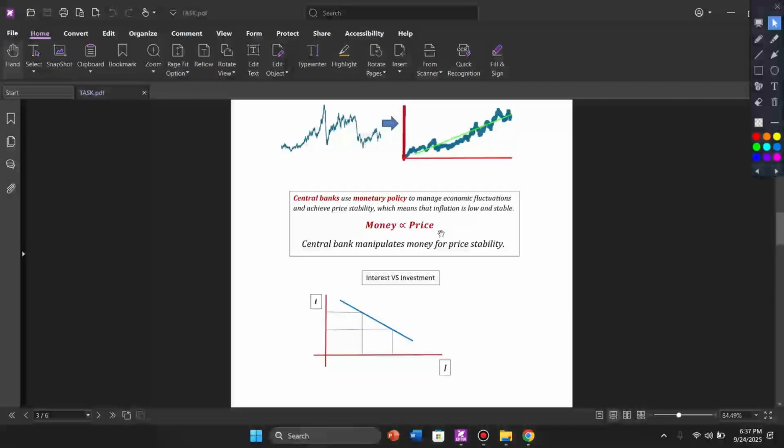In the next topic we can see a graph between interest and investment. So what does this graph depict? If the interest rate increases, the borrowing of money decreases, and as a result the investment also decreases. So we can see an inverse relation between interest and investment.